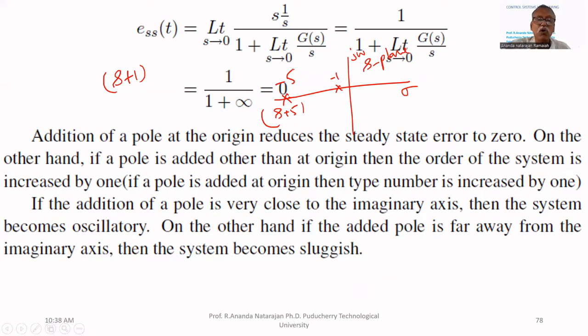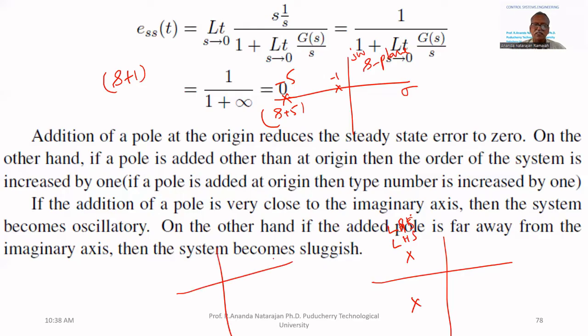If you add poles very close to the j omega axis, it will introduce oscillation. For that, we have to understand one concept. I am having a second order system whose poles are in the left hand side. Whether it is a stable system or unstable system? Because the poles are in the left hand side, LHS, it is a stable system.